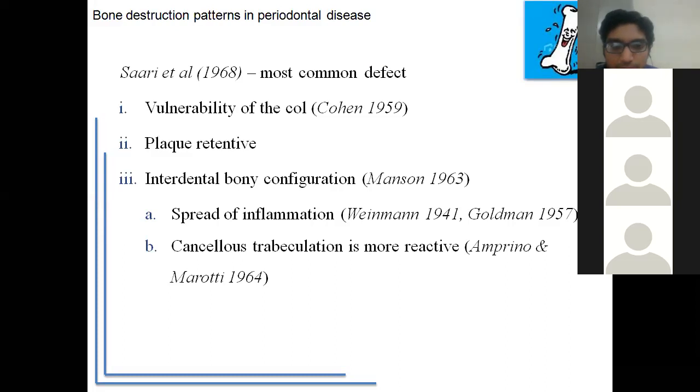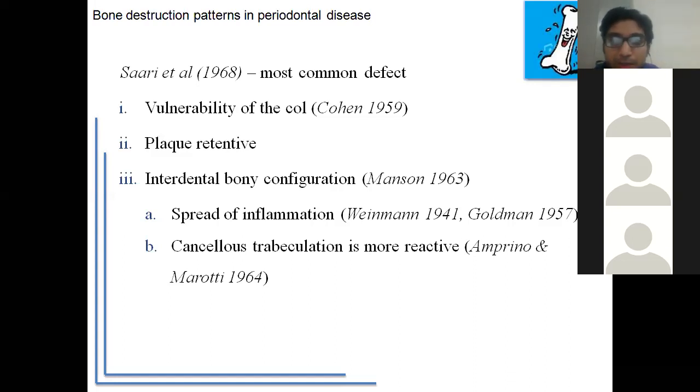Gingiva is over it. So it is a valley-like depression. Col is basically found in interproximal areas, and why is it more vulnerable to infection, why does infection spread mostly through these interdental areas? Because the col is covered by non-keratinized stratified squamous epithelium, right? The col is covered by non-keratinized stratified squamous epithelium, and that's why it is more prone to infection. This is the significance of the col.